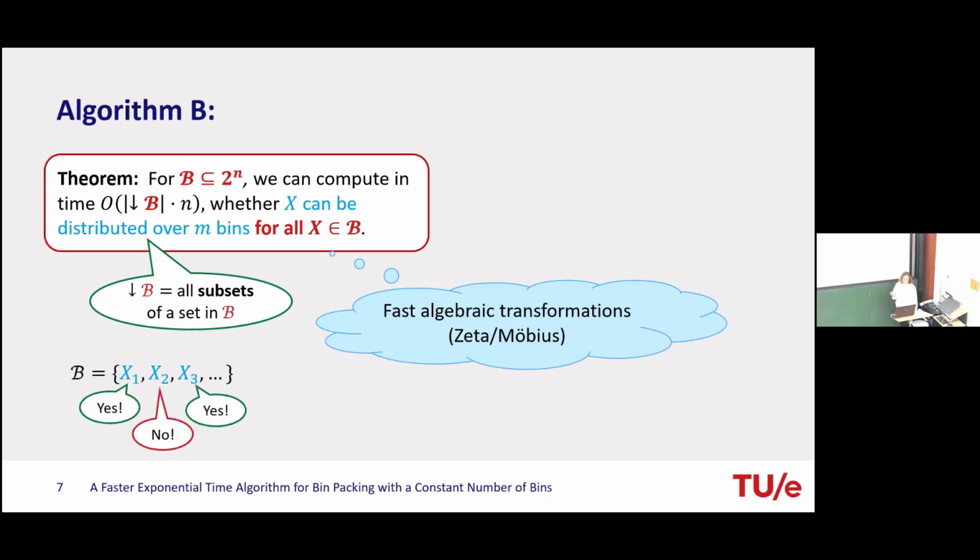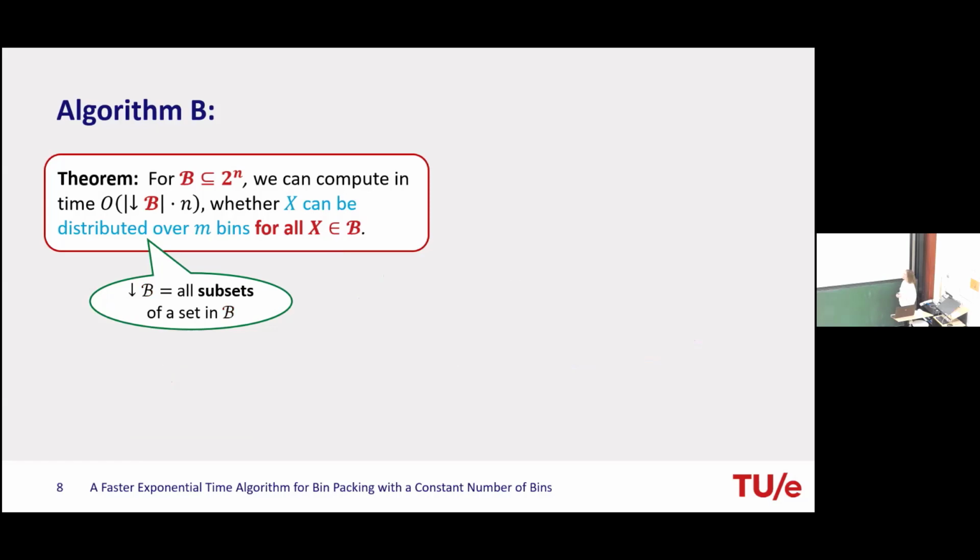So for each of these sets, I'm going to have either yes, I can distribute it over n bins, or no, I cannot distribute it over n bins. And we can do this because of fast algebraic transformations, which is the Laplace transformation in this case. Okay, so how are we going to use this?